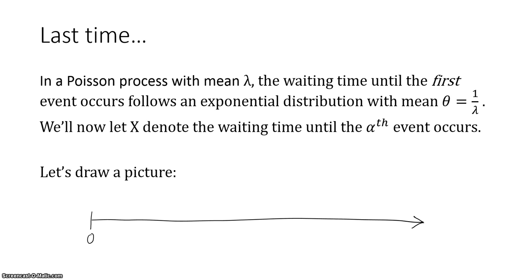So let's draw a picture. We've got our timeline here. We can see the first event occurred, the second, the third, and so on. We have events that occurred in time. Now, if we're interested in the alpha event, and we want to know the amount of time that passed before that event occurred, that's going to be our random variable x, just to give us an idea of what we're really modeling.